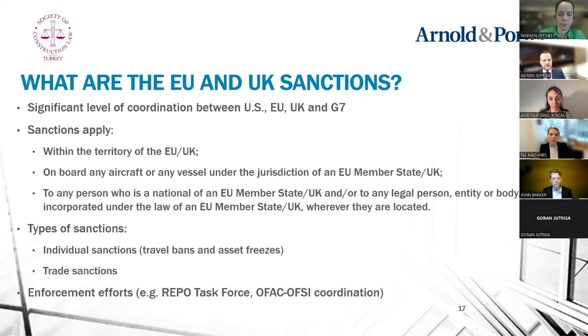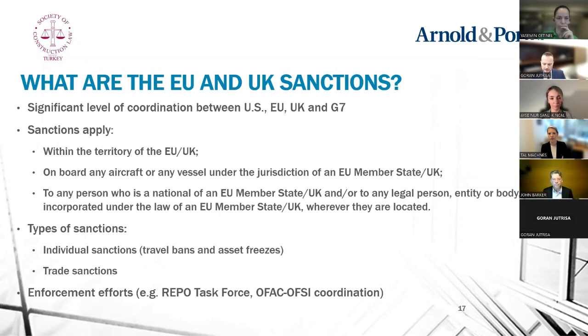This coordination and these similarities are visible in the types of sanctions that the EU and the UK apply. So at their end, you will also have individual sanctions that take the form of travel bans and asset freezes, and you will have trade sanctions that take the form of export restrictions, import restrictions, and a ban on the provision of certain services to Russia.